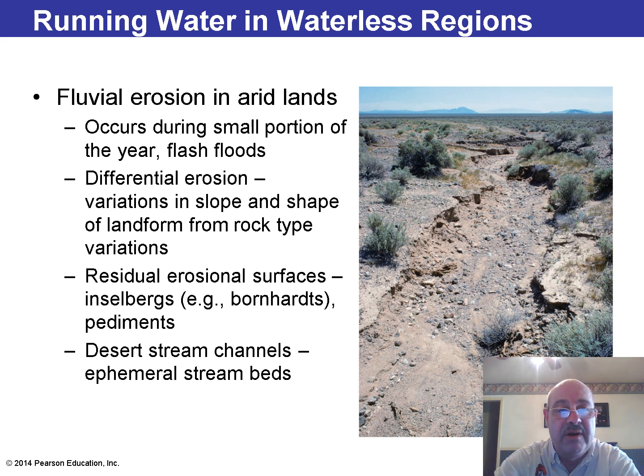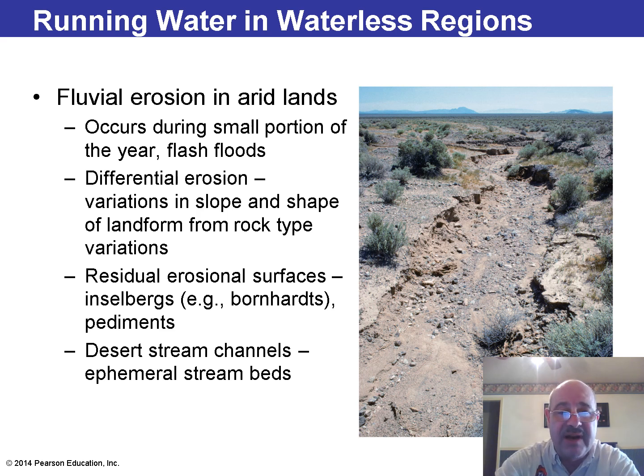All right, fluvial erosion in arid lands occurs during a small portion of the year, flash floods, okay? So again, ephemeral, part-time, you get thunder boomers. Whenever you get a thunder boomer, boom, it's done, and then you're dry for the rest of the period, or for a long time anyway.